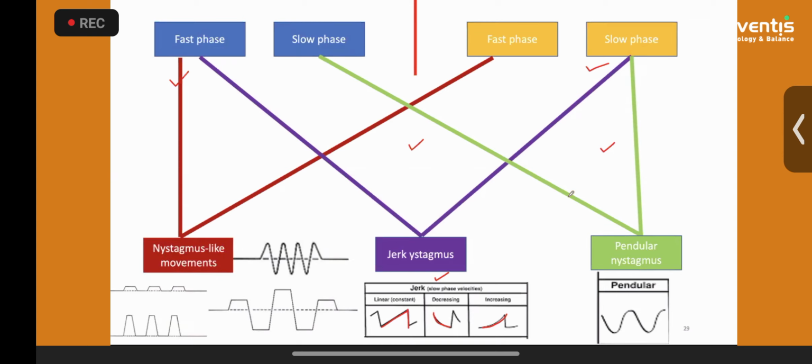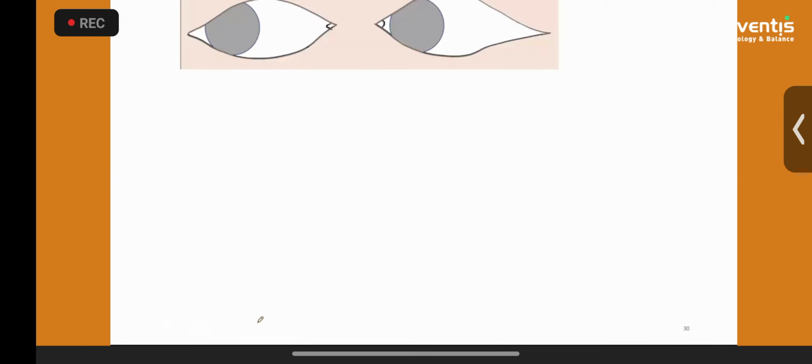Then there are a variety of types like macrosaccadic oscillations, like ocular flutter, micro square wave jerk, macro square wave jerk. So these are the types of eye movements which are nystagmus-like movements. I'm going to show schematically each and every one of these types.